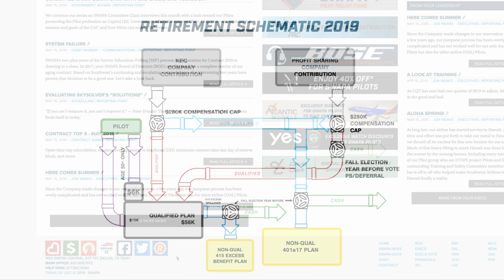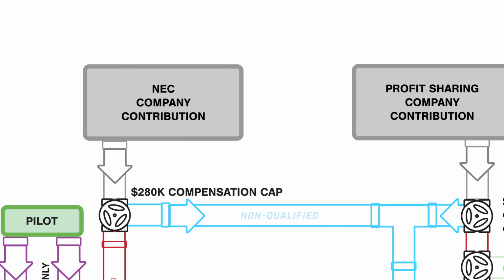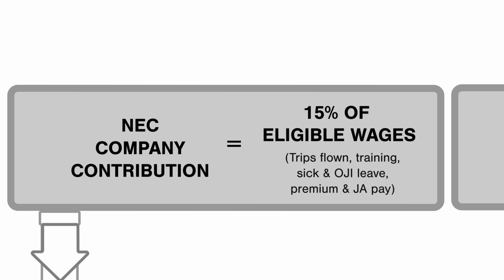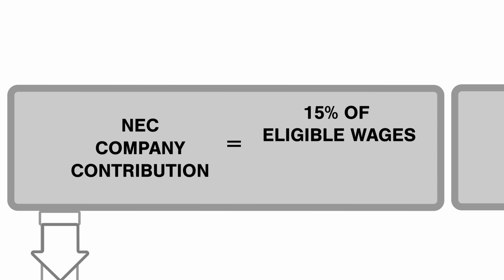Let's begin. The company non-elective contribution, or NEC, is 15% of eligible wages. Eligible wages include everything you'd normally associate as your pay, including trips flown, training, sick and OJI leave, and premium and JA pay. Eligible wages do not include disability payments or per diem. This money is contributed to your SWAPA 401k account held at Schwab every regular pay period.